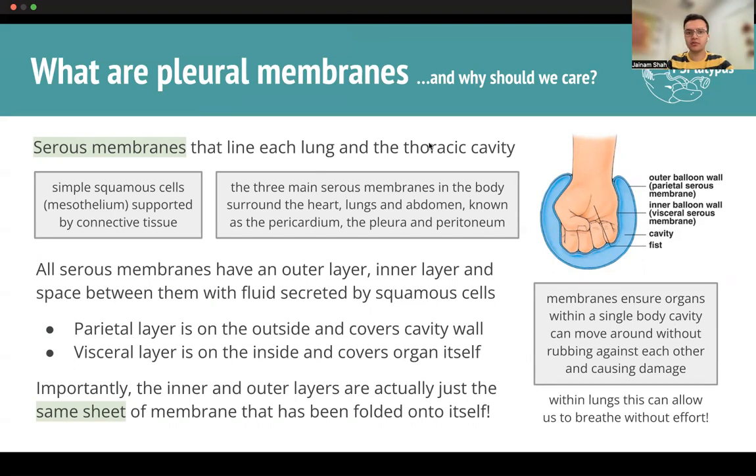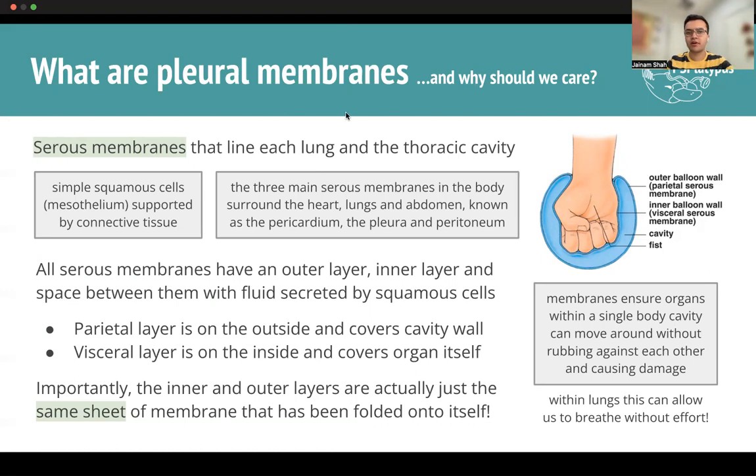Now, in your body, you will learn that there are three main serous membranes. You've already looked at the serous membrane of the heart, known as the pericardium. Today, we're going to be focusing on the one for the lungs, which is the pleura. And in a couple of weeks' time, you'll be looking at the abdomen, where it's called the peritoneum. It's important to remember that most of the time, these layers are continuous with each other. So we're not talking about three separate things. They're the same, just named differently based on the location in which they're found.